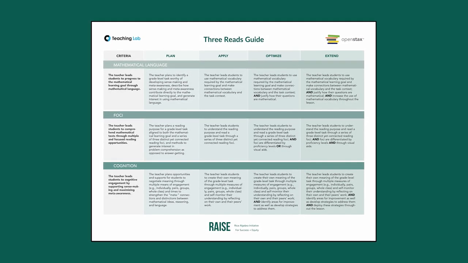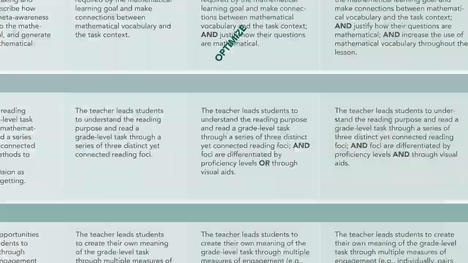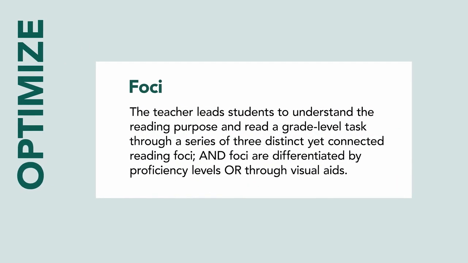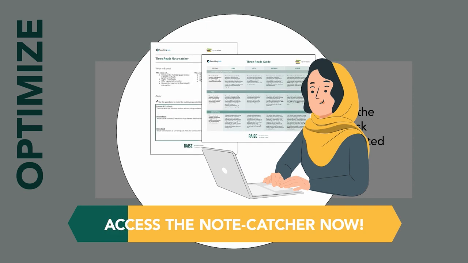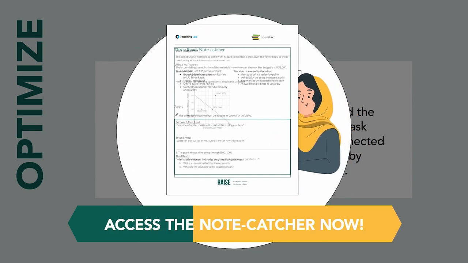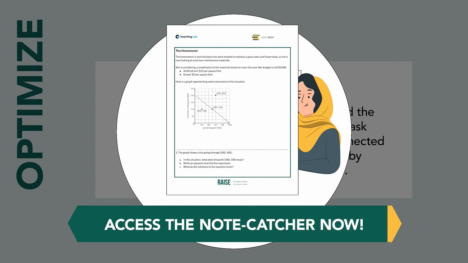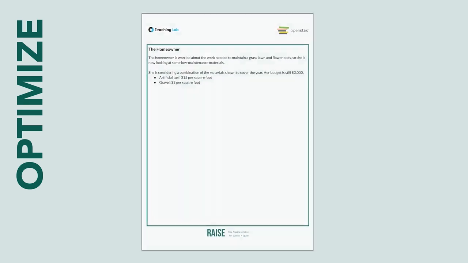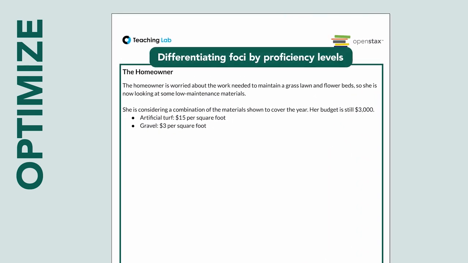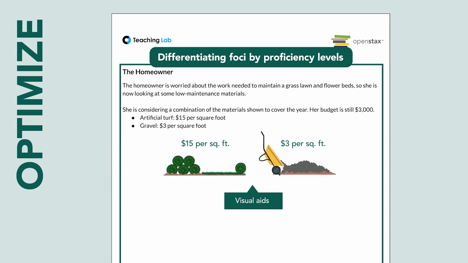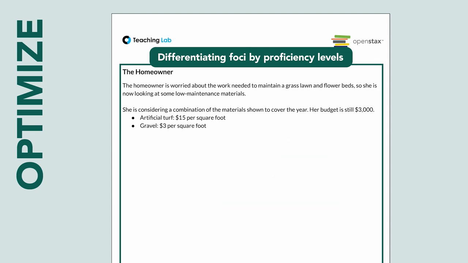What could it take to improve this routine even further? Let's zoom in on one of the ways we can optimize the foci in this routine. Access the note catcher and guide now to reference the full task once again. Optimizing this routine means differentiating the foci by proficiency levels or using visual aids. Let me show you what I mean with the first option.